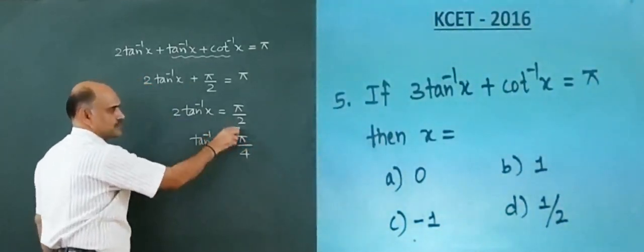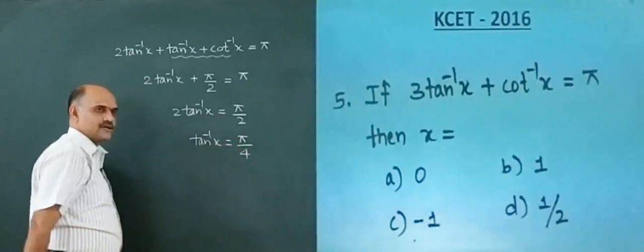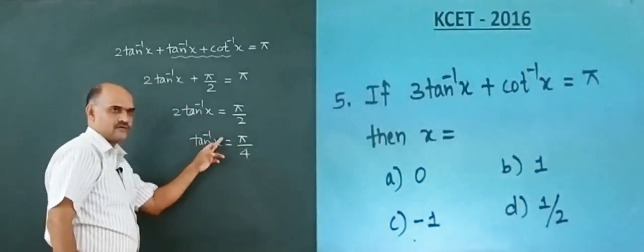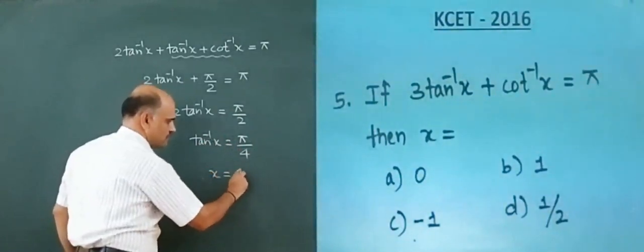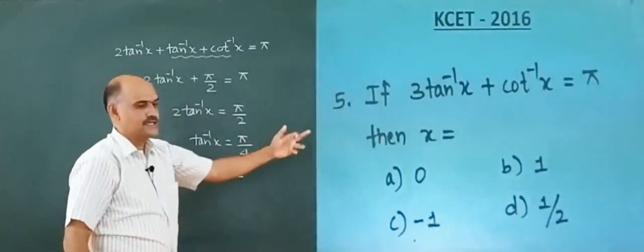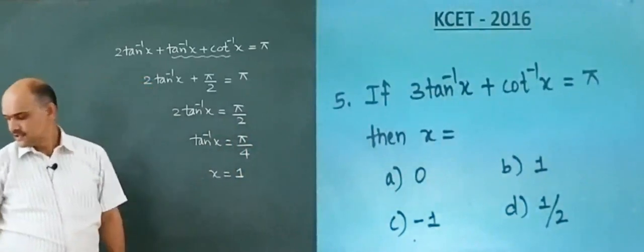This 2 will come to the denominator, so tan inverse x will be equal to pi by 4. When the value of tan inverse is pi by 4, x is 1. Therefore x is equal to 1. So our answer is B.